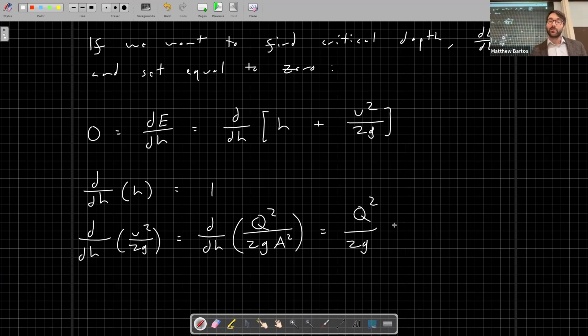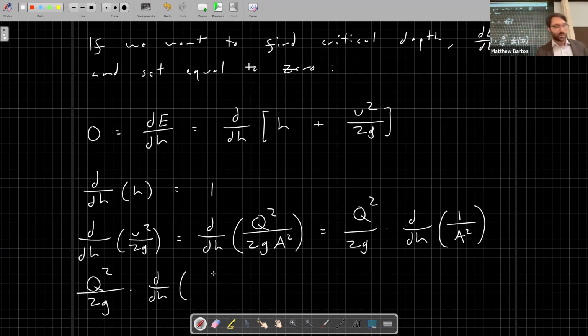So we'll take q squared over 2g times d by dh of 1 over A squared. And we know that the cross-sectional area will be a function of the depth. So we need to compute this derivative here. So let's not assume a particular hydraulic geometry. Let's try to do this just for a generic cross-sectional area. Turns out we can do that. So we'll have q squared divided by 2g times d by dh, and instead of 1 over A squared, I'm going to write it as A to the negative 2 power.